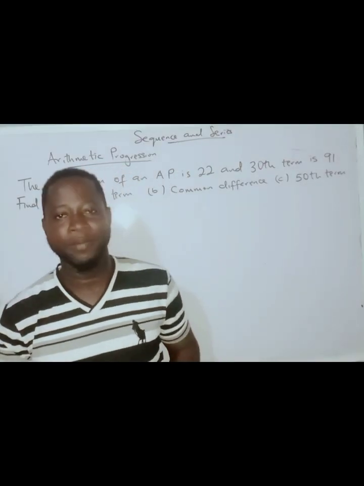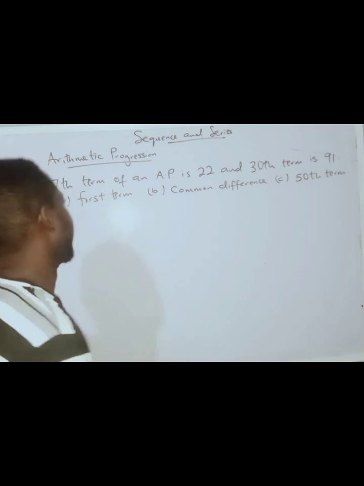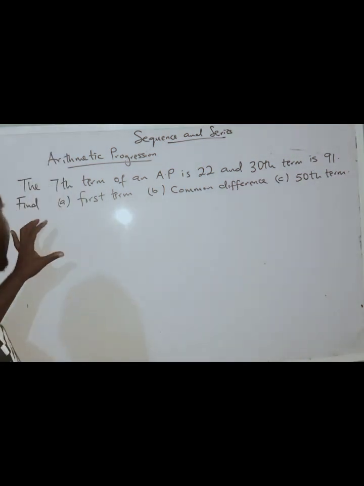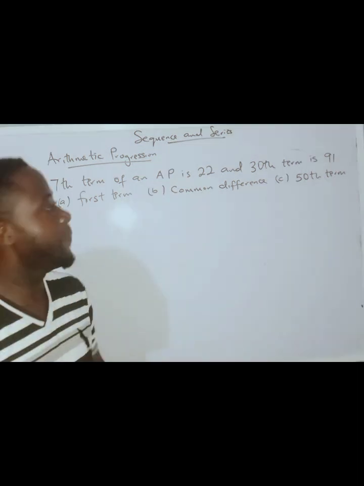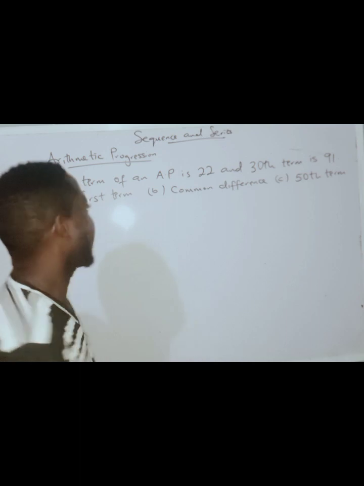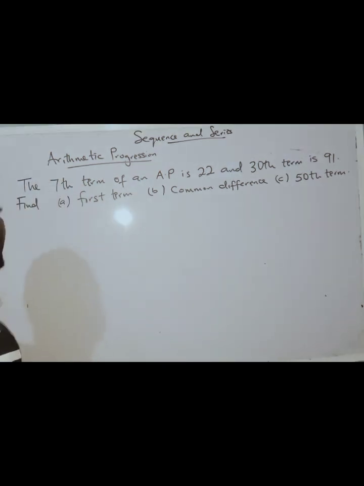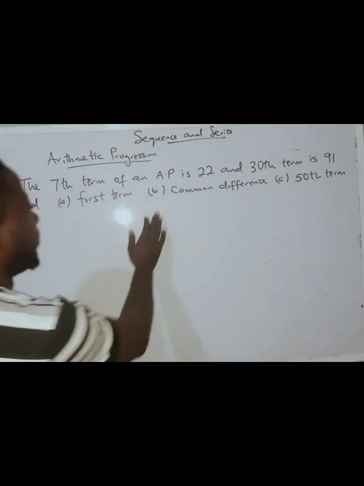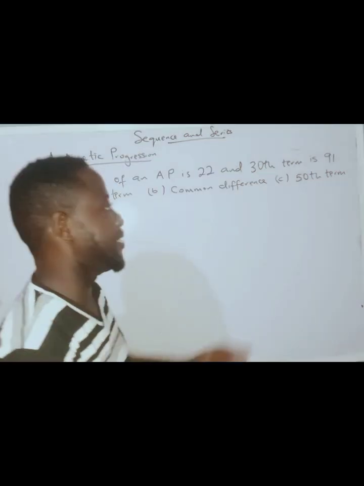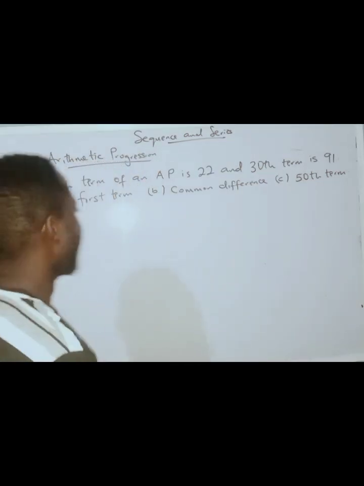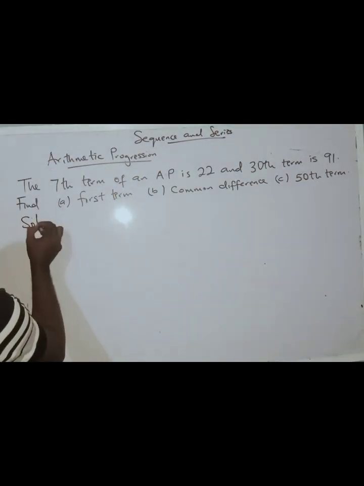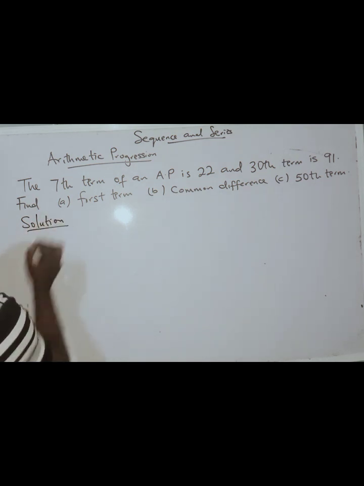In today's class, we shall be looking at arithmetic progressions. We have an example on arithmetic progression, and the question says the 7th term of an AP is 22 and the 30th term is 91. Then we are asked to find A, the first term, B, the common difference, and C, the 50th term. Alright, so in order to solve this, the first thing is to write out our formula.